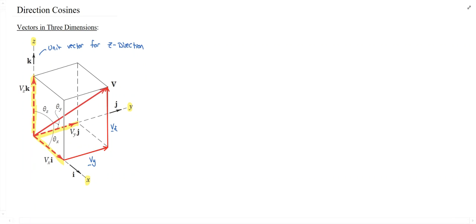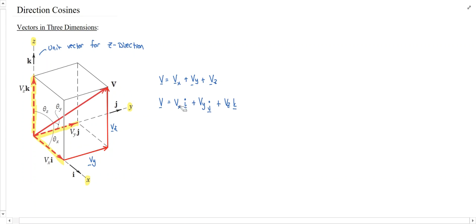Now, we could then write that vector v as Vx plus Vy plus Vz. We could also write that as Vx in the i plus Vy in the j plus Vz in the k, where the Vx, Vy, and Vz are really sort of the magnitudes of the x, y, and z components. It's really just the scalar component piece that you have, and then i, j, and k are the directions.